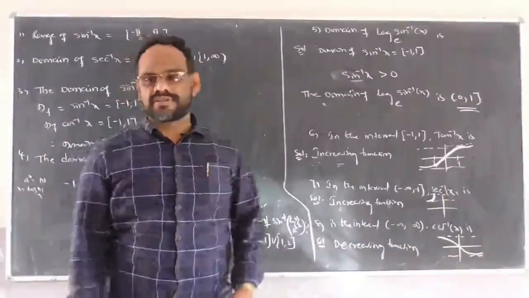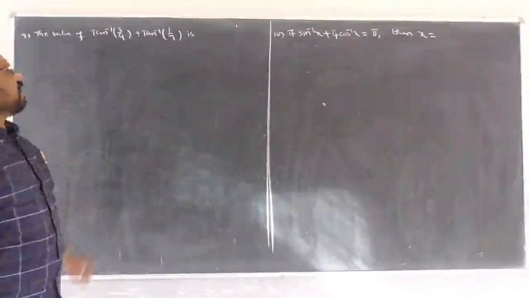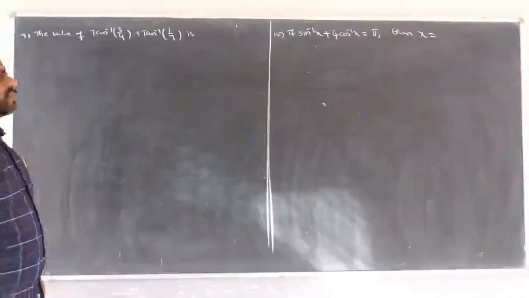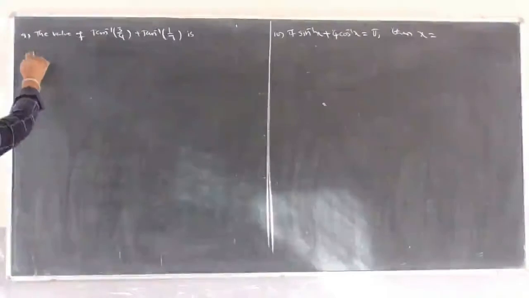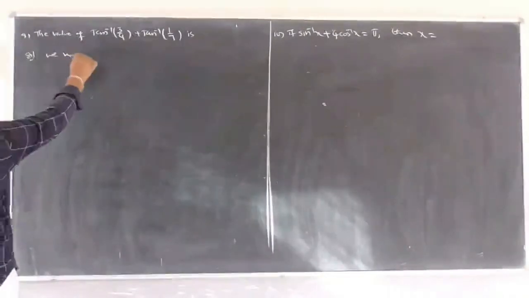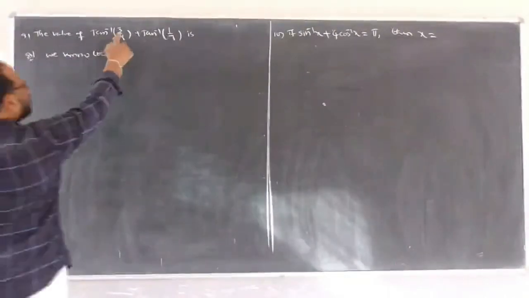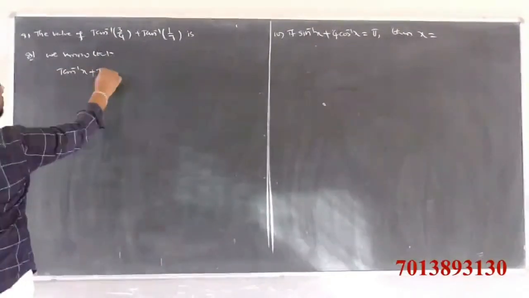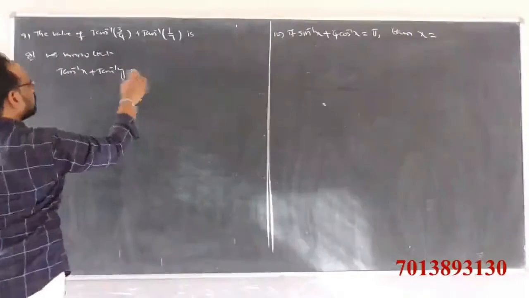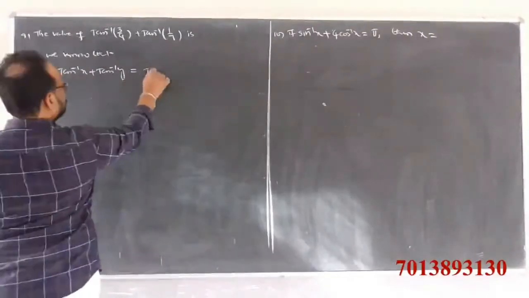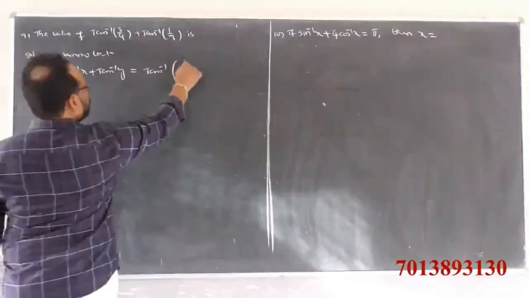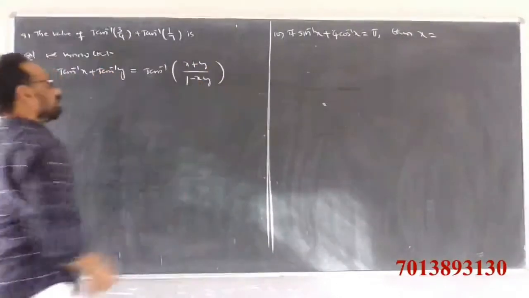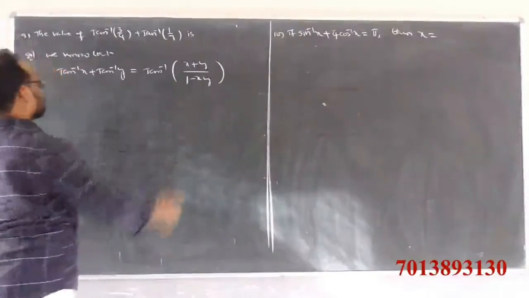Next one. The value of tan inverse 3 by 4 plus tan inverse 1 by 7 is... Already we know that tan inverse x plus tan inverse y is equal to tan inverse of (x plus y) by (1 minus xy). Already we discussed this in properties.